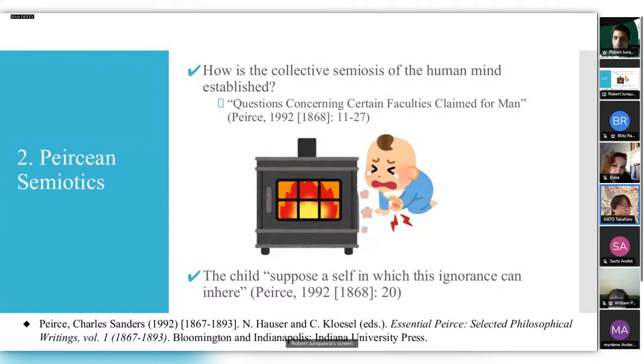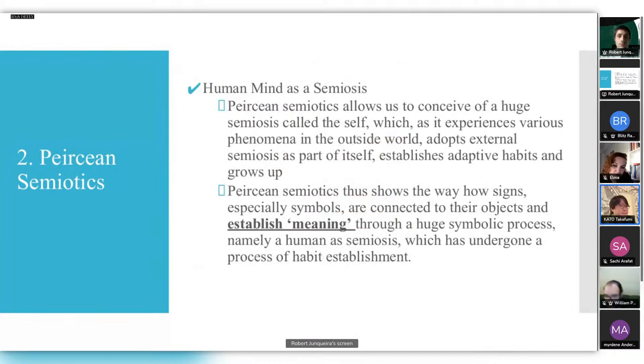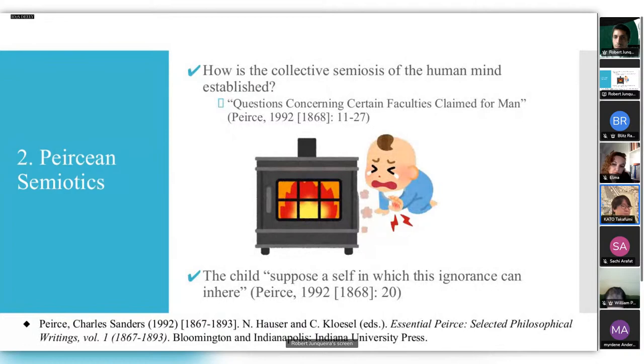In this way, the child establishes self-consciousness through the knowledge of his own imperfection and begins to listen to the statements of the adults. Peirce thus generalizes these arguments and contends that the concept of self is inferentially derived from one's own ignorance and mistakes.